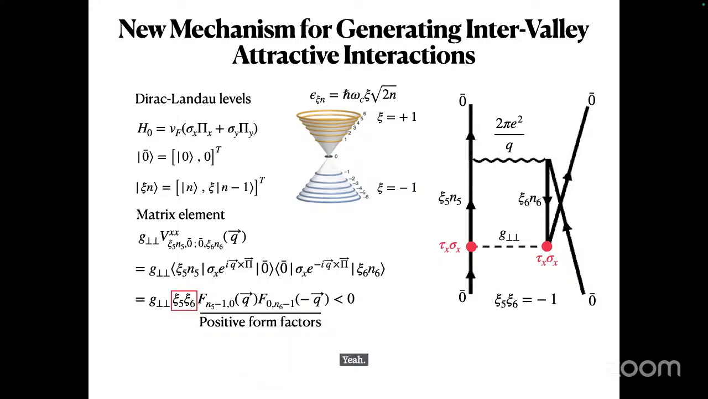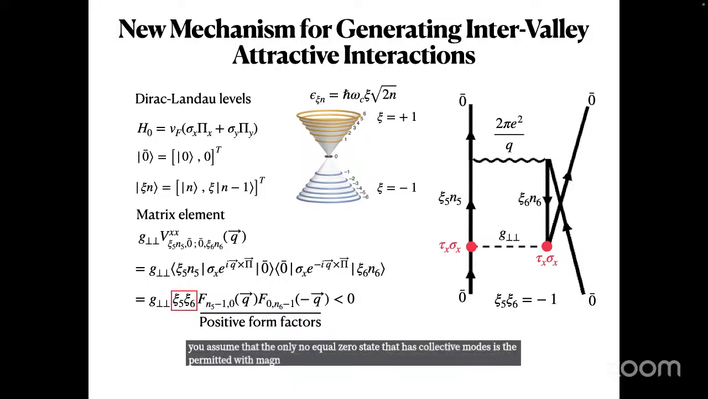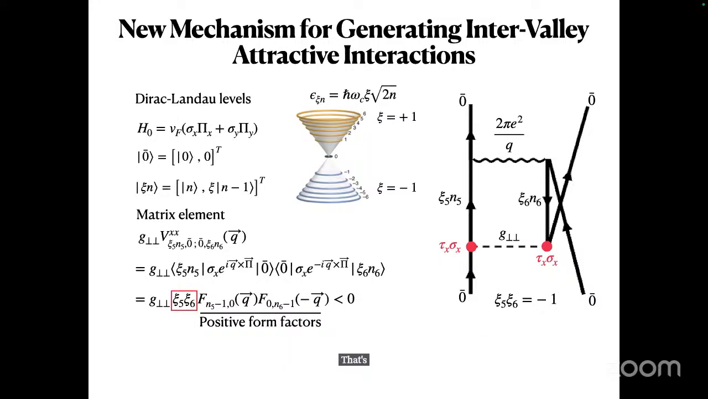Just one more? So, in the experiment with magnon transmission, you assume that the only nu equals 0 state that has collective modes is the quantum ferromagnet with magnon. But what about the Kekulé state having collective modes too? That would also cause some.